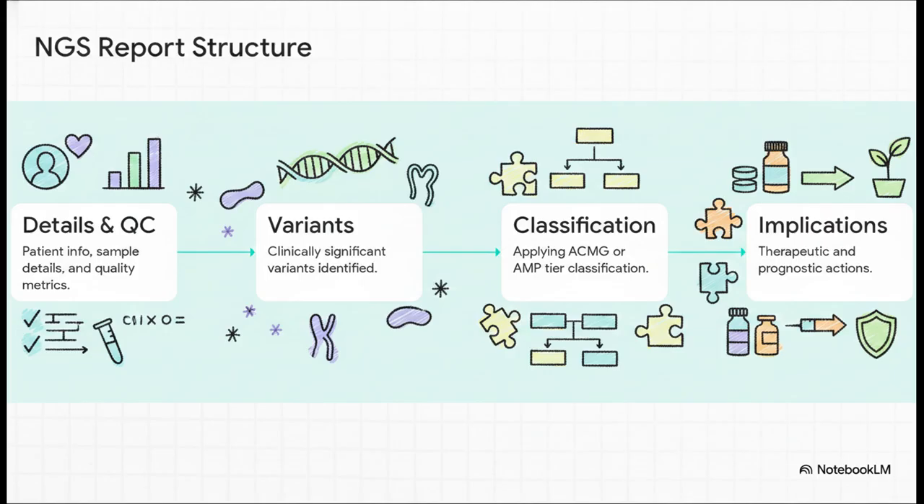Then it highlights the clinically significant variants we found. It formally applies the variant classification, whether that's ACMG or AMP tiers, and most importantly, it all culminates in clinical significance. It basically says, based on this exact genetic flaw, here are the targeted therapies, here is the precise prognosis, and here are the active clinical trials offering hope and actionable next steps.